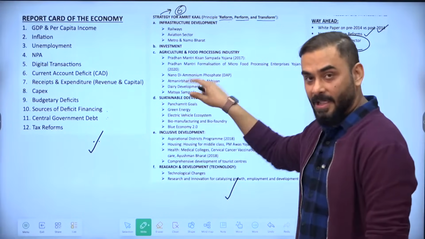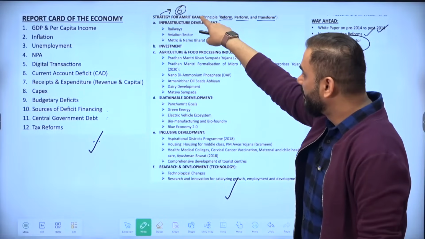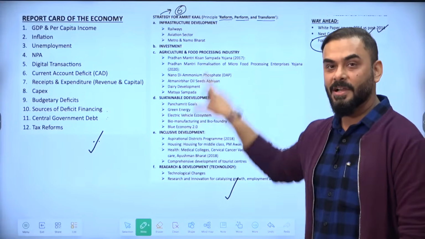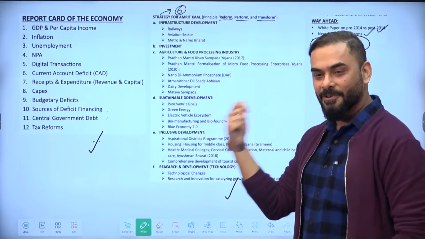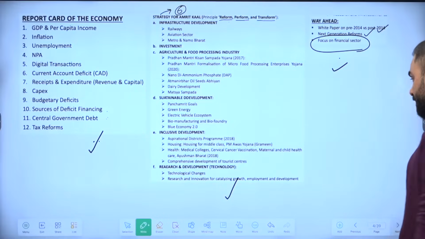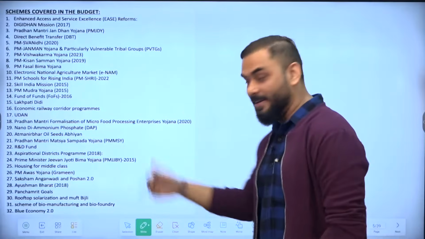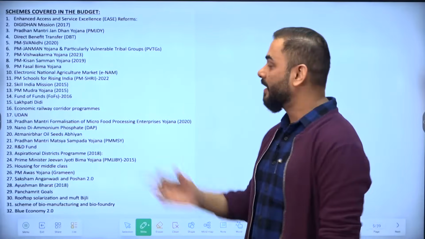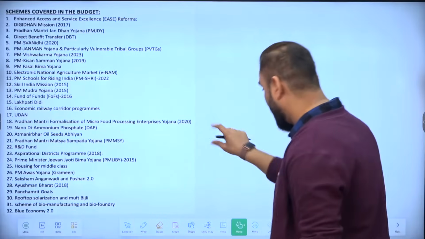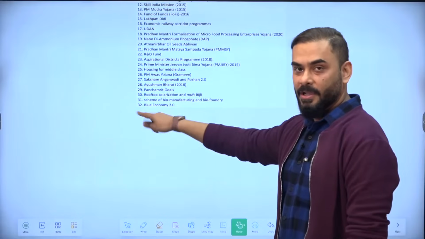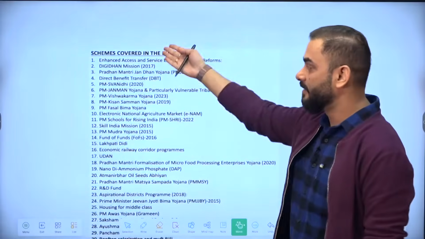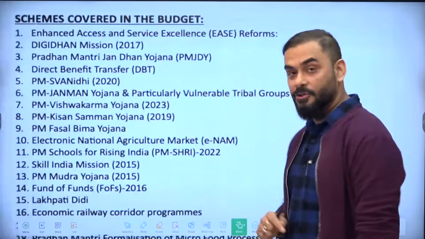But from here, you'll be surprised to know that in this strategy for Amrit Kaal itself, there are 32 schemes mentioned, which means that this is going to be material for both mains as well as prelims. And this one is the way ahead. Now, this is the list of schemes that I have created, which have been referred to in this year's interim budget. You can clearly see the number is 32. There were a couple more, but they were just passing references. You can clearly see these are the schemes that we need to do.